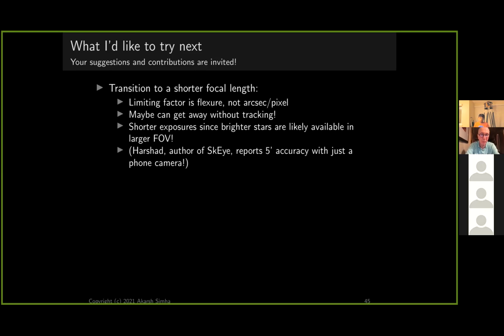So if I go to a shorter focal length, I might be able to get away without tracking because the star smudging is not going to be detected by the algorithm. And I might be able to get shorter exposure since brighter stars are likely available in this larger FOV that I will get. And in fact, one of my friends who I've been talking to, Harshad, who is the author of this app called Sky, he reports 5 arcminutes accuracy with just a phone camera, right?